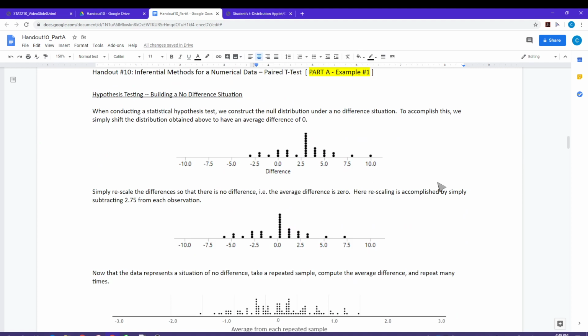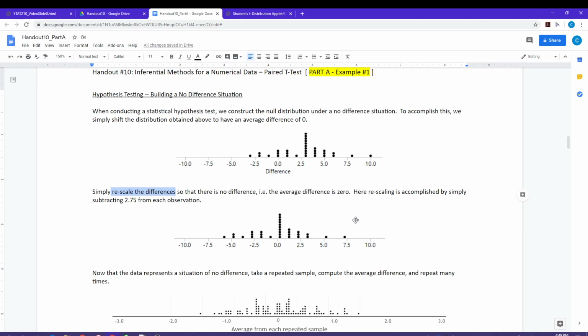Okay, so how do we build the reference distribution when we're doing testing? One thing that has to happen when we're doing our hypothesis testing is that we do it under a no difference situation. So I need to take my original measurements and just shift them or rescale them slightly. I want them to have a mean of 0. So when I'm building the reference distribution for doing testing, again, I need to build that under a no difference scenario. So I have to go through this rescaling step. It's quite a simple step. All I need to do is take each observation and subtract 2.75.